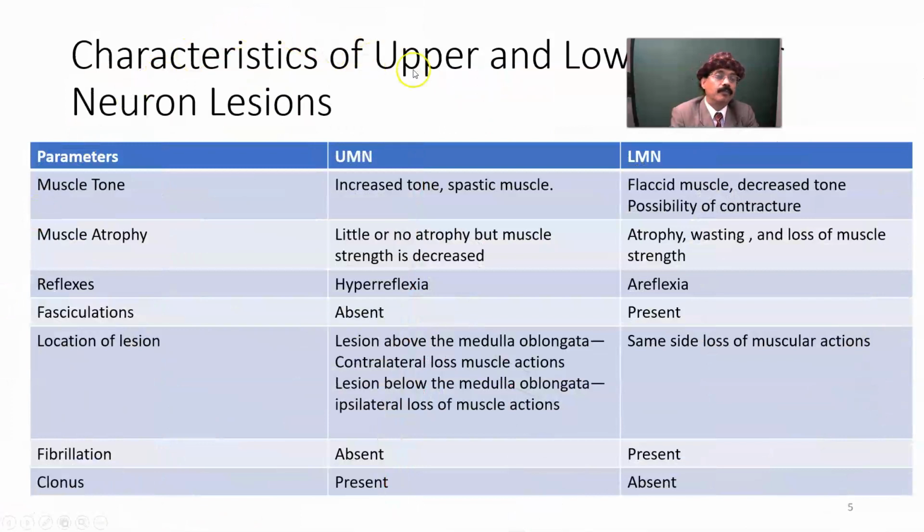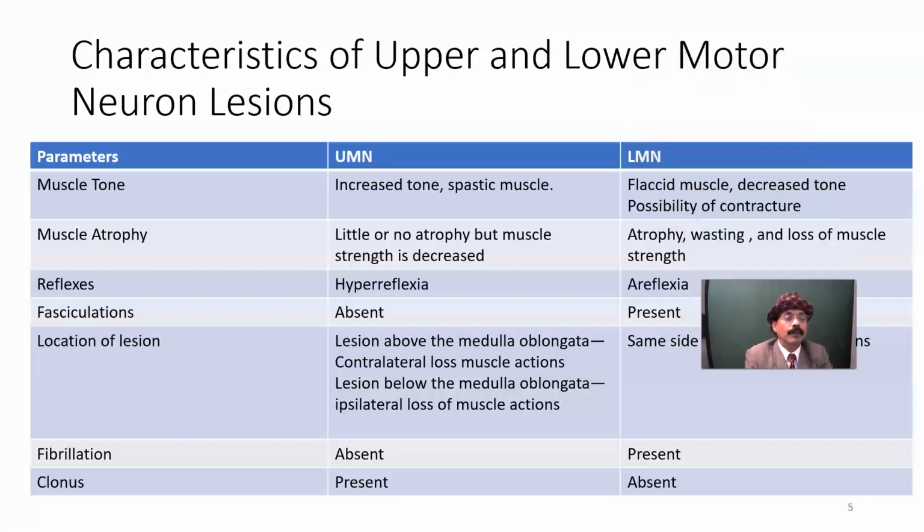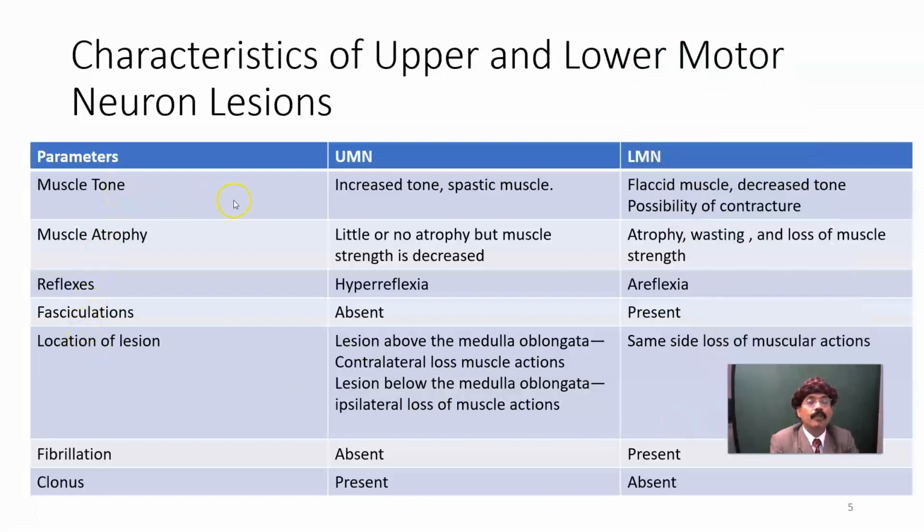So what are the differences between upper and lower motor neuron in terms of lesion? If we go there, we'll find out muscle tone in upper motor neuron: increased tone, spastic muscle. Why is it spastic? Because the upper motor neuron also partly regulates the lower motor neuron. So if there is an upper motor neuron lesion, the lower motor neuron has no regulation, so there will be a spastic muscle feature in upper motor neuron.